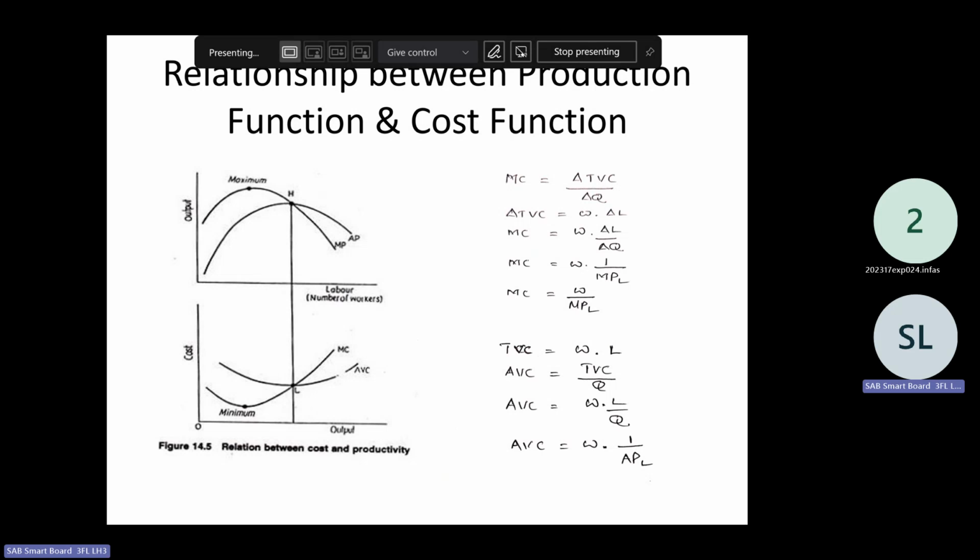So this talks about the production function, right? With respect to the production function, we need to change the output. The variation of the marginal productivity and average productivity is related with the marginal cost and the average variable cost. Okay. Is it clear?